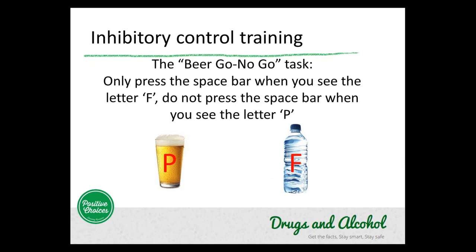So during the training you have one condition, and that's called the beer no-go condition, where the P is always partnered with an image of a beer, and the F is always partnered with an image of water or some other non-alcoholic drink. So what you have to do during the training is to stop or inhibit that button pressing response when you see the letter P, which is associated with beer. So here I'm going to give you a bit of a demonstration of what that training actually involves. Hopefully there's not too much of a lag, so you get a good idea about what we do.